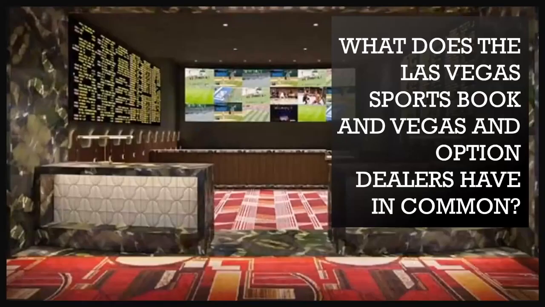So what do Vegas and options dealers have in common? Well, the sports book in Vegas and the options dealer actually have a lot in common. When you think about the sports book in Vegas, they want to have an equal bet on each team. They do this by adjusting the line so that an equal amount of bets will come in on each side. They have no directional exposure, and they don't care which team wins.